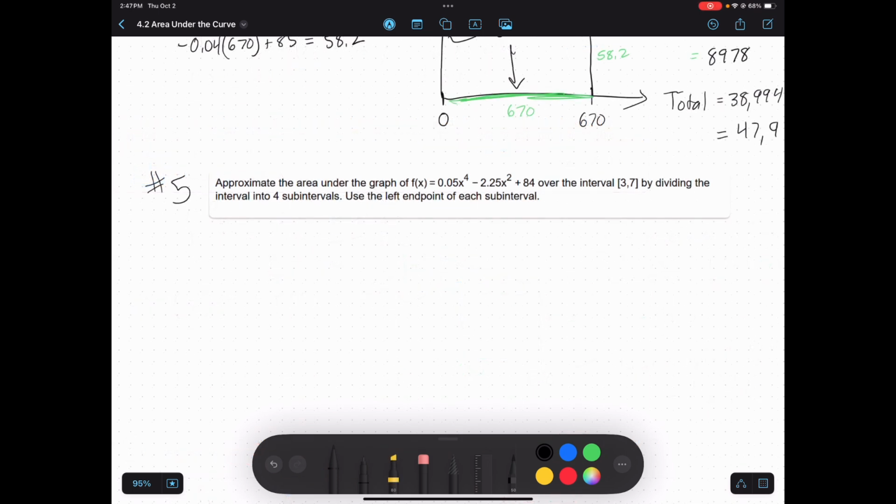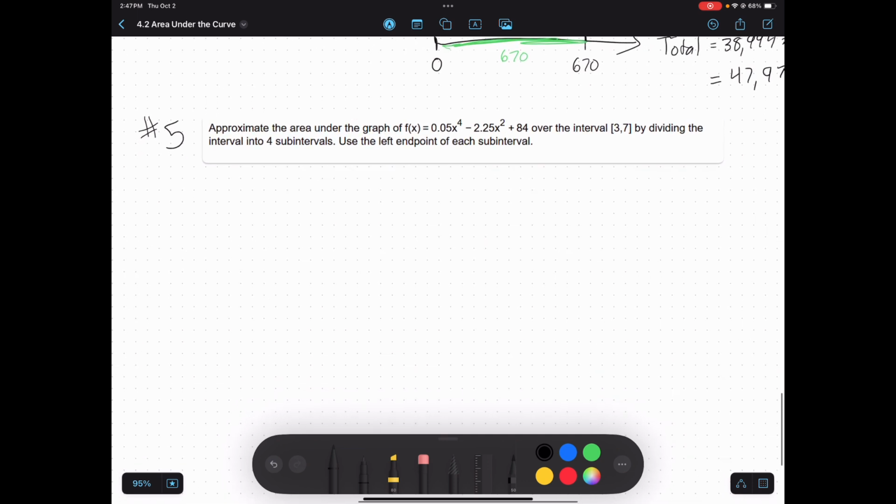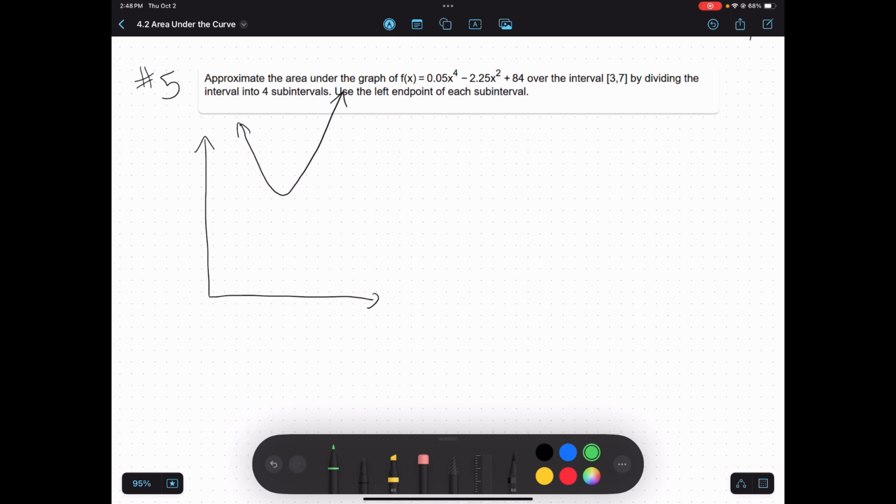The next problem I want to go through is number 5. And this one gives us the chance to try using a Riemann sum to approximate an area under a curve. And so here's my function, 0.05x to the fourth minus 2.25x squared plus 84. And I'll kind of show you a rough graph of what this looks like. But what I want to do with this problem is I want to show you that you don't actually need a graph in order to be able to calculate these Riemann sums. I know for some people, though, that's how you can make a little more sense of it.